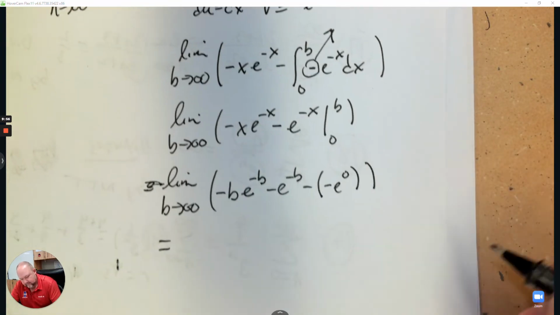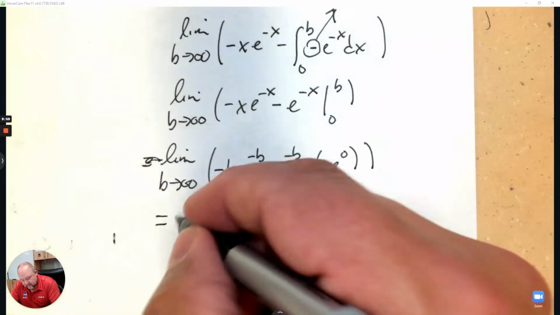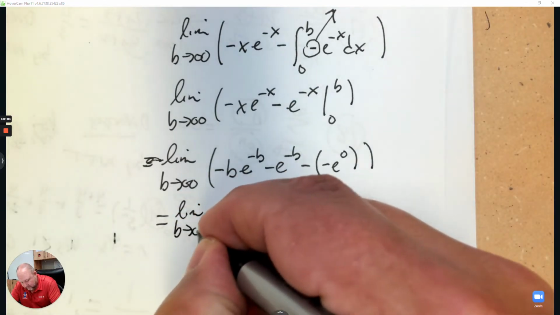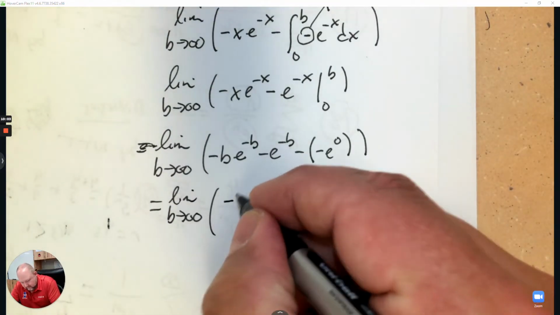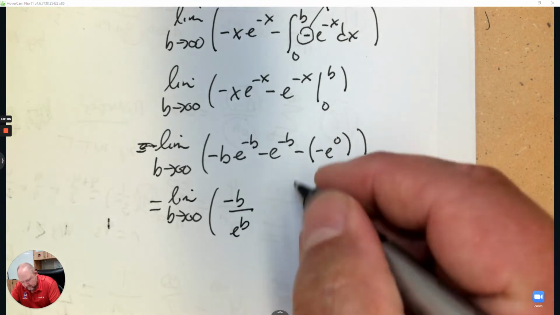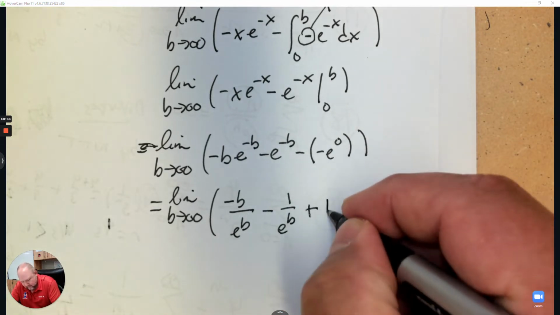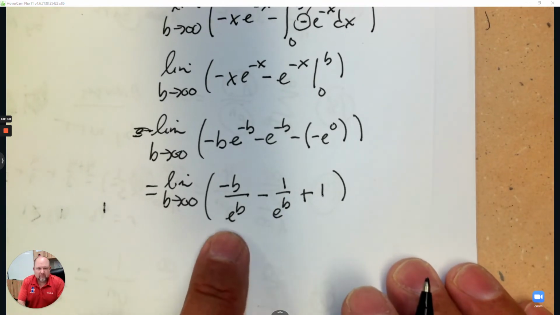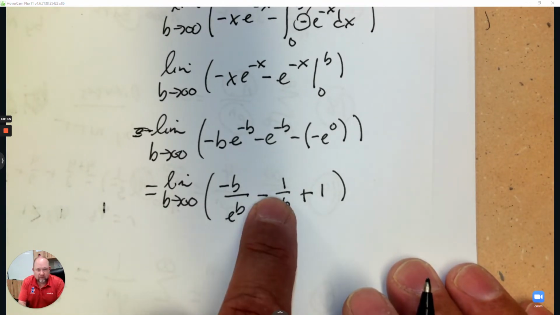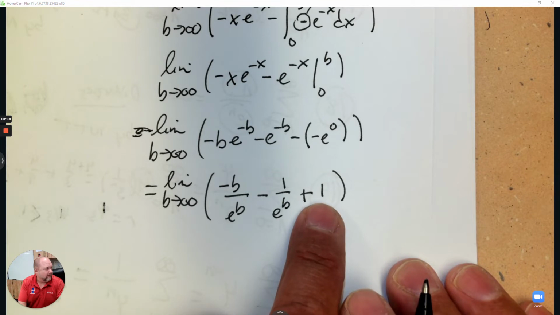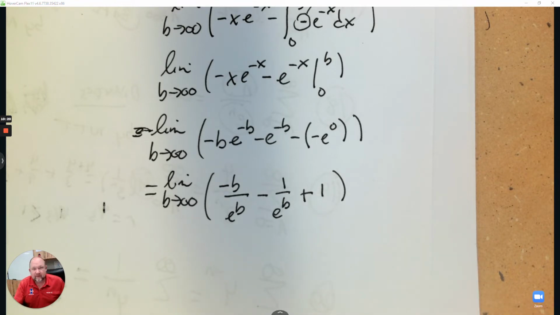So it's helpful to write this in algebra notation so that you can see this is negative b over e to the b minus 1 over e to the b, and then plus 1. So when the bottom is more powerful, this is going to 0, this is going to 0, and that leaves me with 1 for the answer. Make sure I did it right. And I did. Sometimes I do it right. 23.